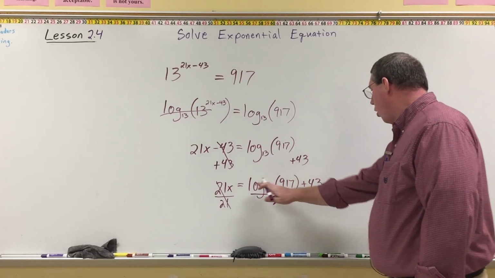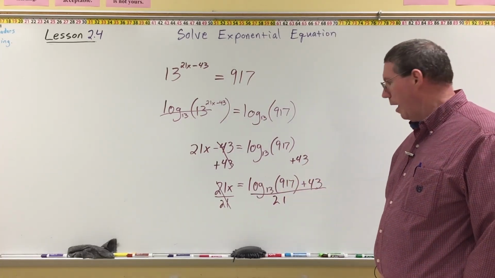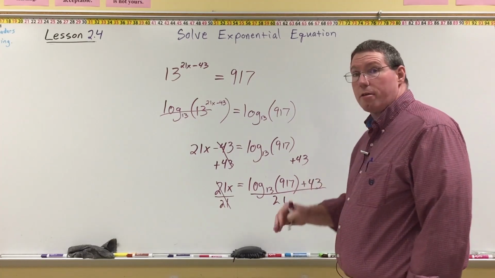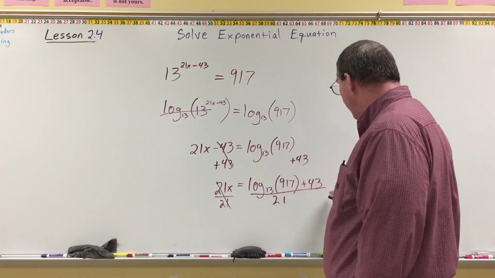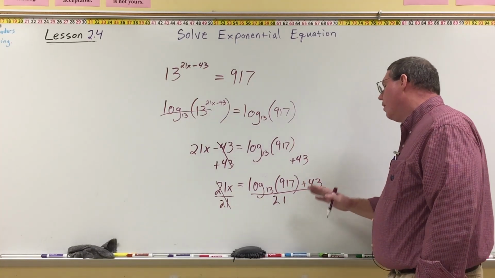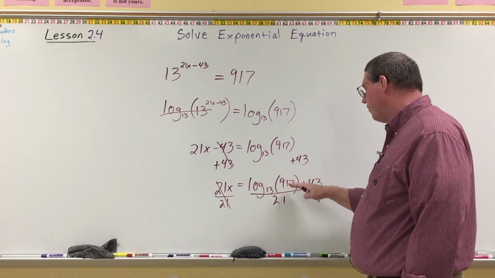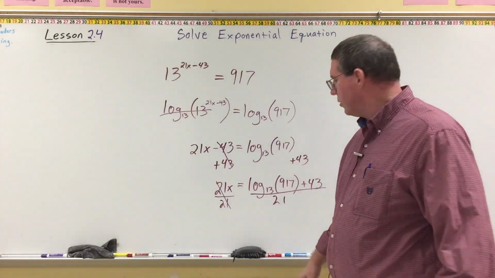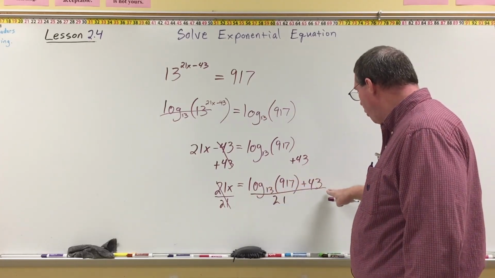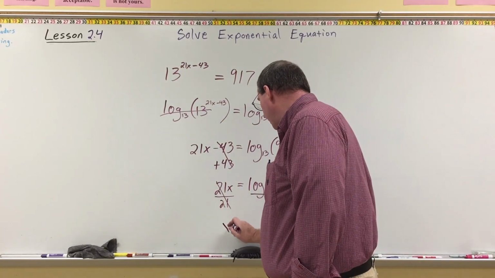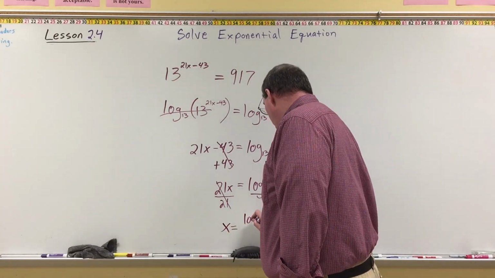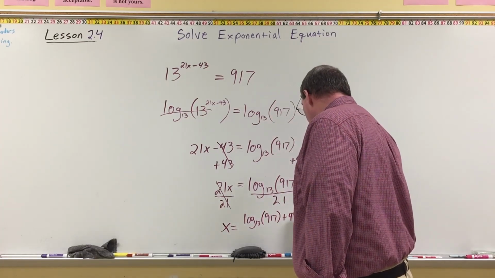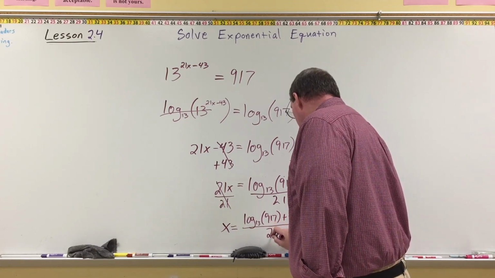Over here, we're going to divide by 21. Now note, we have to divide the whole thing by 21, okay? There are other ways you can do that. You could separate the fraction: log base 13 of 917 over 21 plus 43 over 21. But for my students, just ignore everything I just said. We're just going to write it like this. The whole thing is going to be over 21. And so our final answer is x is equal to log base 13 of 917 plus 43, all over 21.